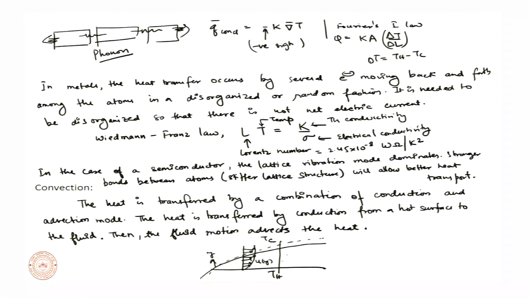Our thermal boundary layer looks like this. So it has a higher temperature at the bottom and is at a lower temperature at the top. So there is a thermal variation through this boundary layer. Heat is getting conducted from this hot plate to the fluid, and then the motion of the fluid is carrying the heat away. This overall phenomenon is called convection. Now convection heat transfer is given by Newton's second law.